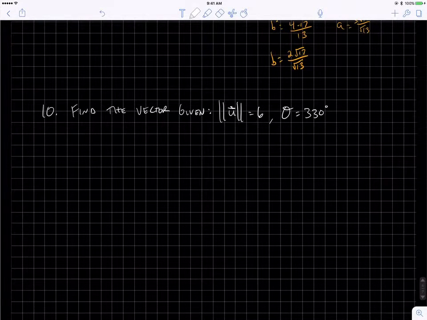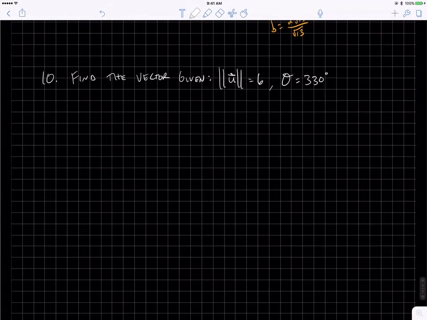All right, find the vector u. Find the vector u given the magnitude is 6, and the direction angle is 330. So again, I like to draw these as best we can. 330, and then it's got a magnitude of 6. So I know that this angle here is 30 degrees.